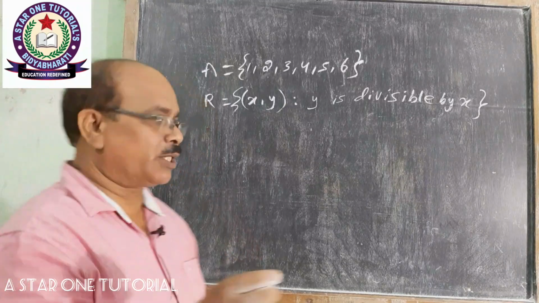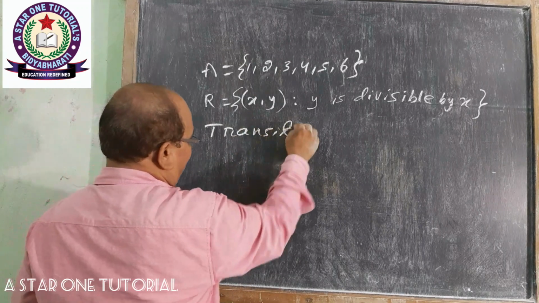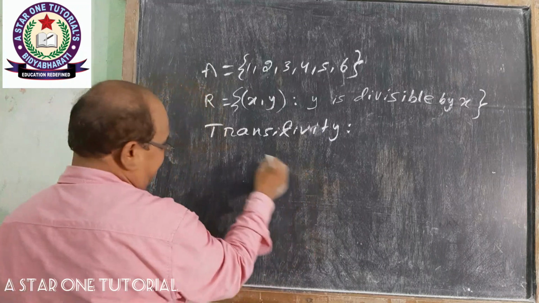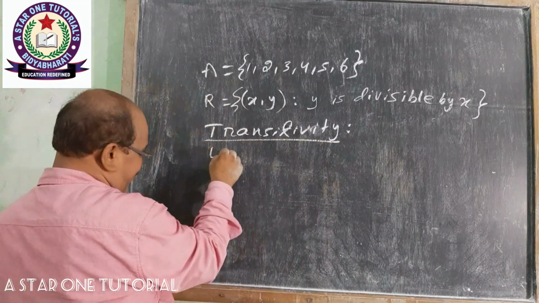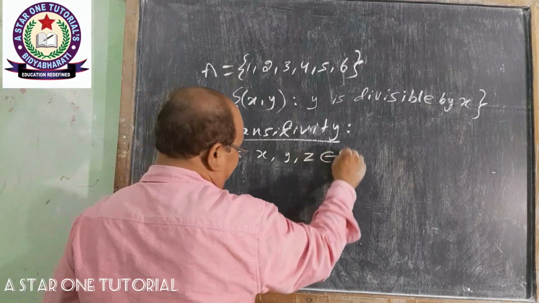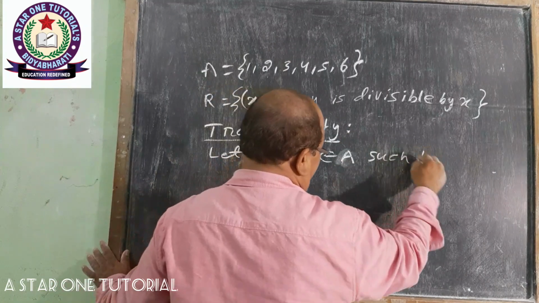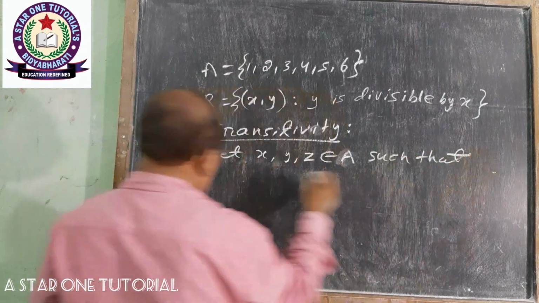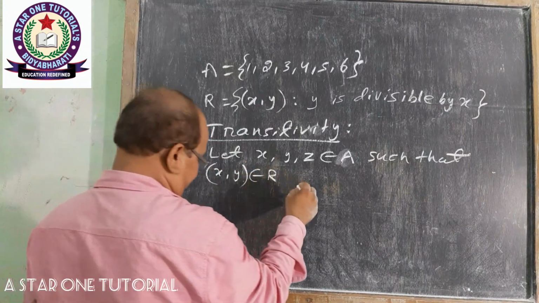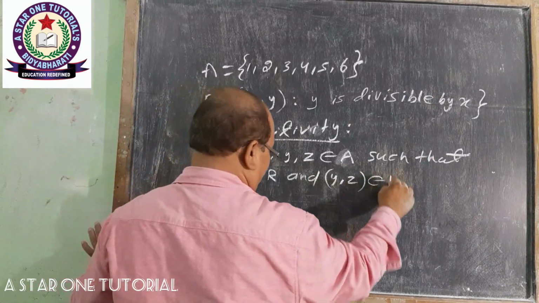Let us come to transitivity. Let x, y, z belong to A such that the ordered pair (x, y) belongs to R and the ordered pair (y, z) belongs to R.